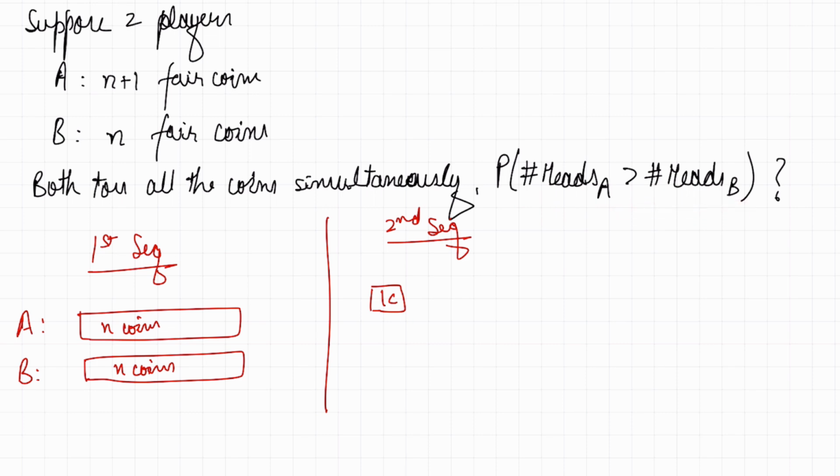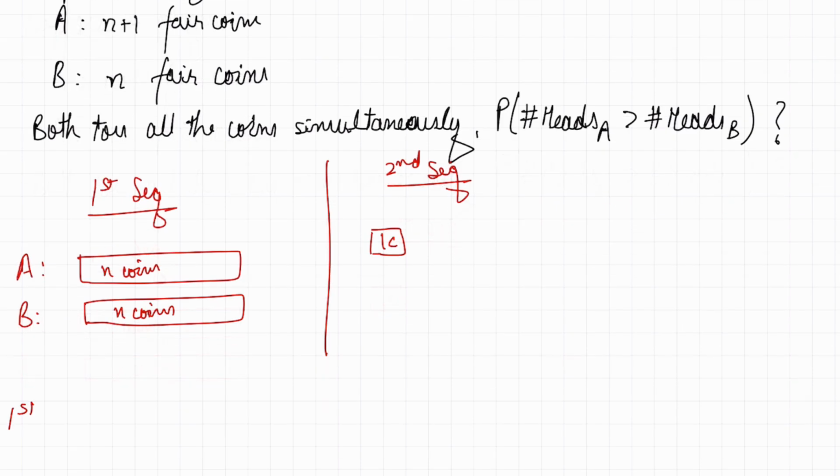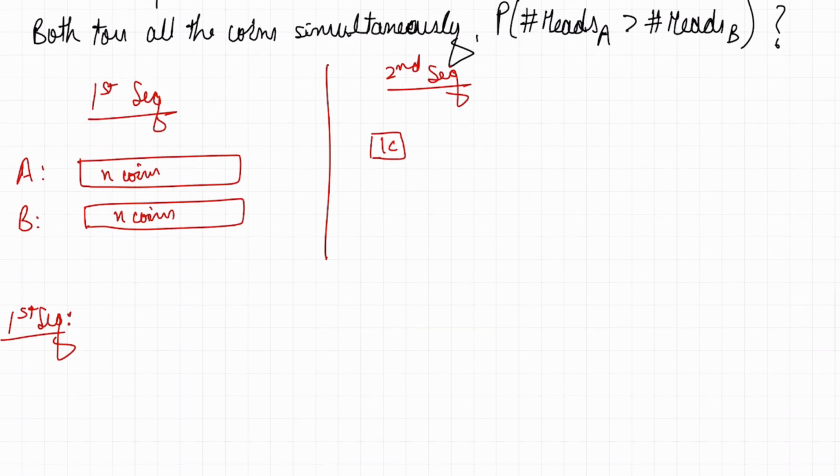Okay, so we'll first analyze this first segment. The first segment basically says, hey, we're in a simpler situation where both these players have n coins, and now we're trying to understand what are the situations in which the number of heads A gets is more than the number of heads B gets in the overall problem. I'll explain what I mean.